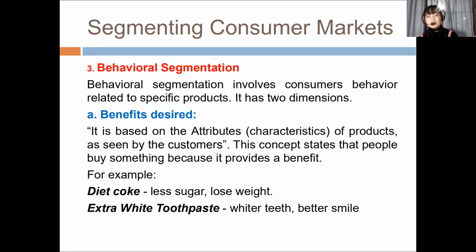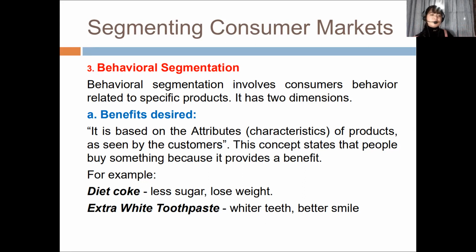So for example, your target market bases on their benefits desired. Like for example, my customers would want to lose weight. So what products will I be selling to them? Of course diet products, like diet coke, or low carb foods, or dietary supplements. Those are examples of products that will help you lose weight. Or for example, the customer wants whiter teeth. So what kind of products will I be selling? Extra white toothpaste, teeth whitening products, or mouthwash.